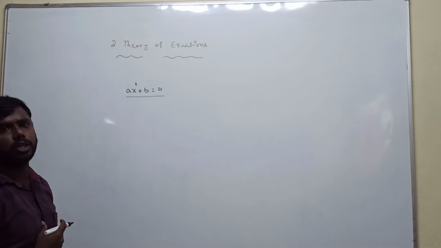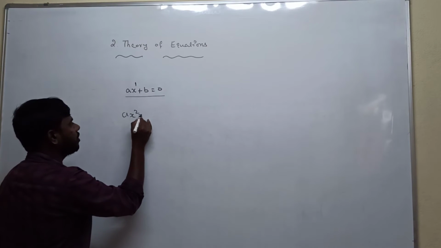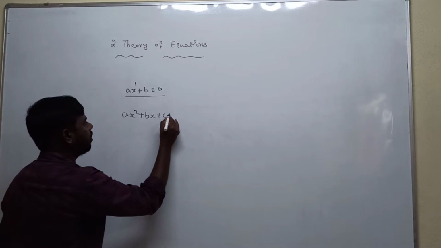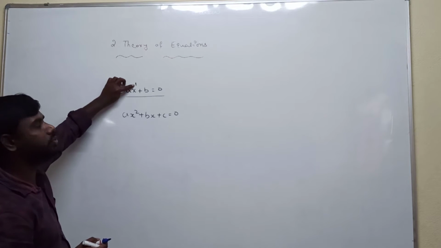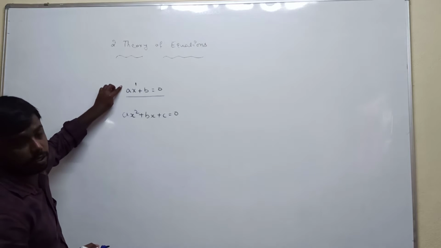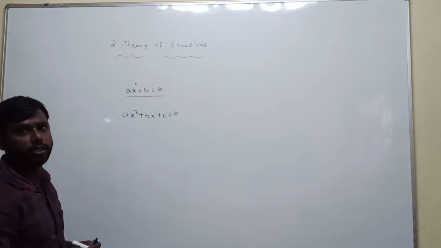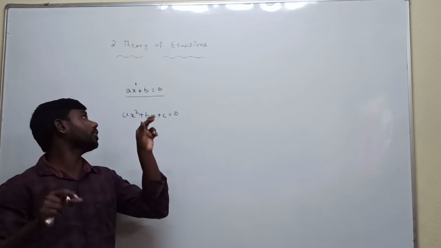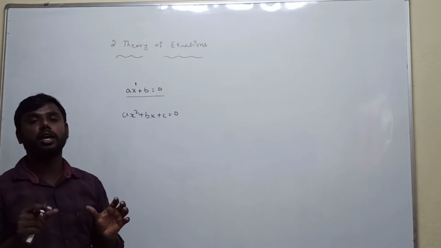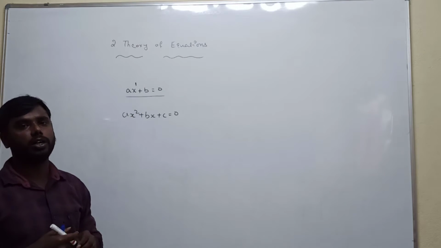One more definition is the quadratic equation. A polynomial equation of degree 2 is called a quadratic equation. So, a polynomial equation of degree 1 is called a linear equation, and a polynomial equation of degree 2 is called a quadratic equation. Everyone understood?